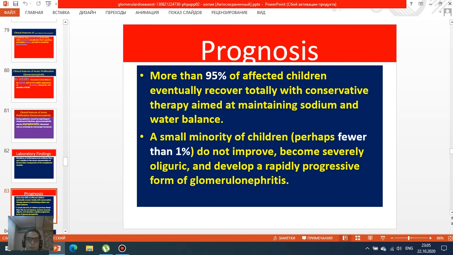Prognosis of acute post-streptococcal glomerulonephritis: more than 95% of affected children eventually recover totally with conservative therapy aimed at maintaining sodium and water balance. A small minority of children, perhaps fewer than 1%, don't improve, become severely oliguric, and develop a rapidly progressive form of glomerulonephritis.